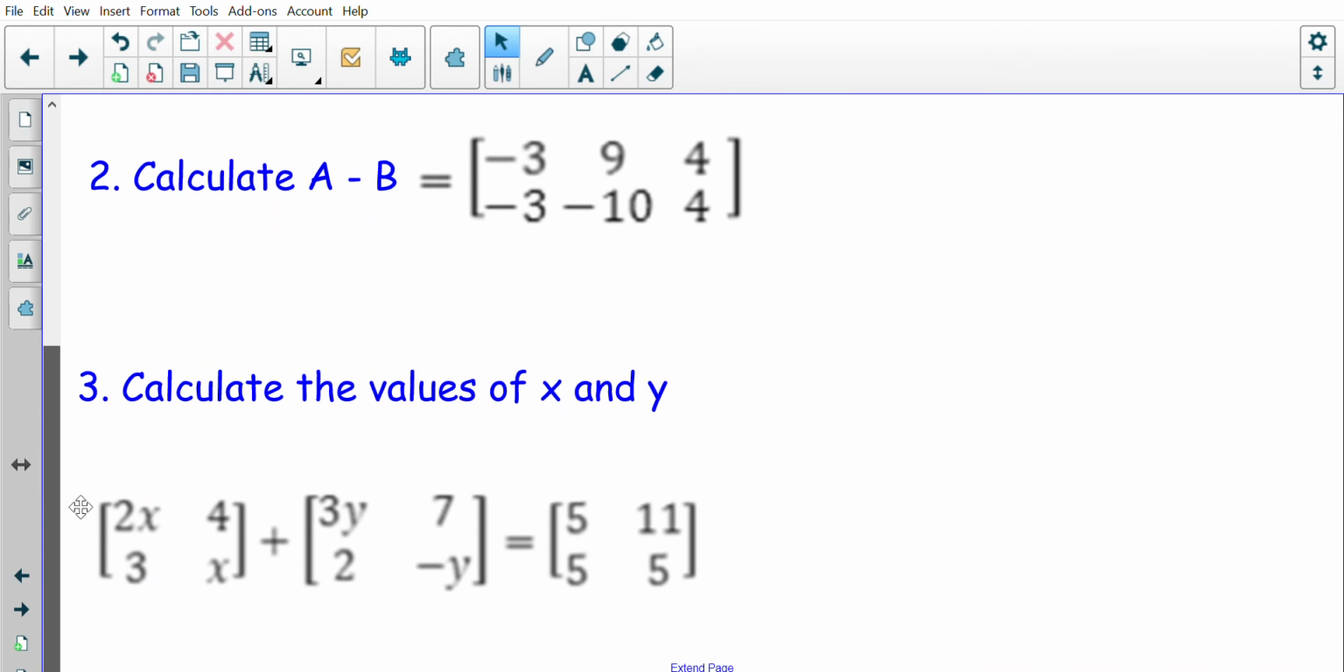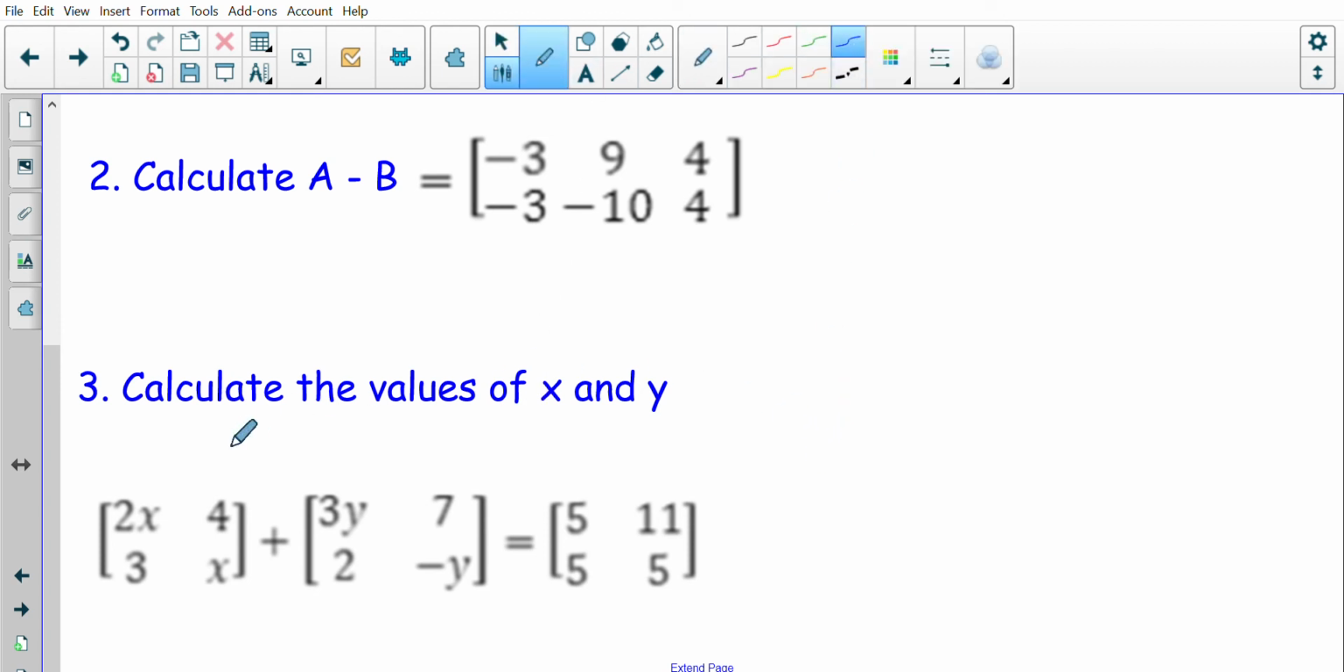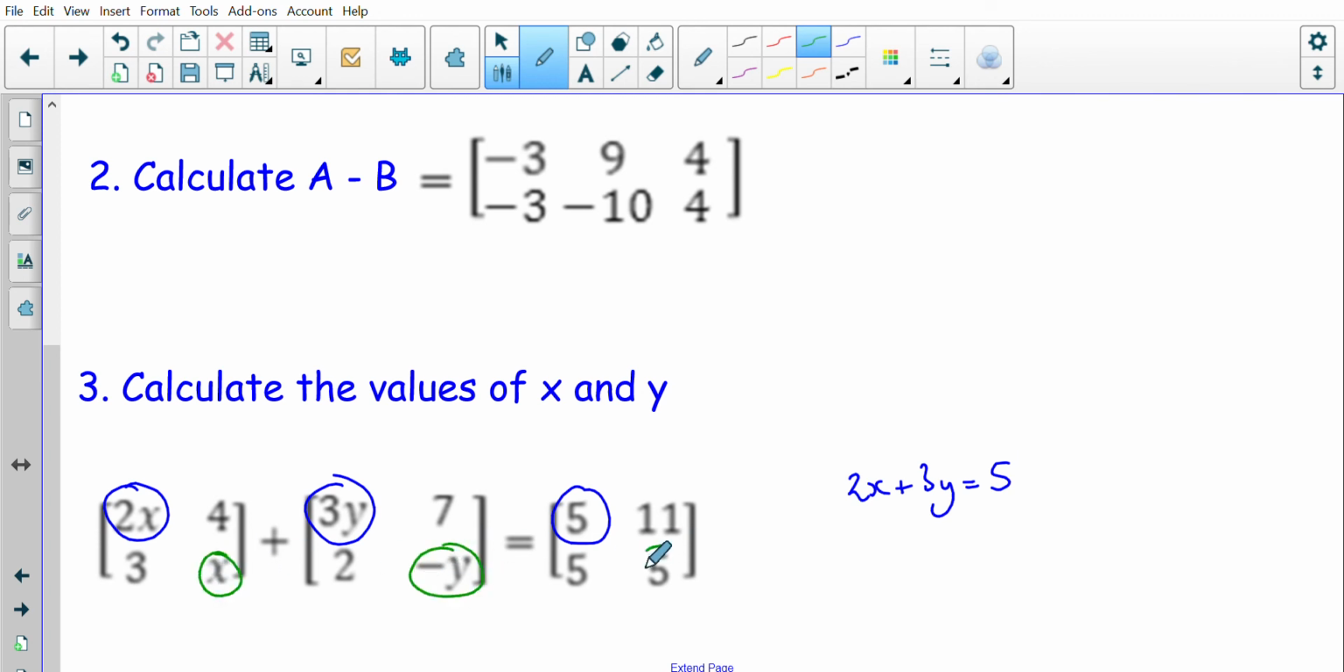We could also be asked to use addition of matrices to find unknown values. So if we had to find x and y here, we could say the 2x plus the 3y I've got to add to equal 5. So 2x plus 3y equals 5. And then we can also say that x minus y must equal the 5. So x minus y equals 5, giving us simultaneous equations which we could solve to find x and y. And if we solve those, we find x equals 4 and y equals minus 1.